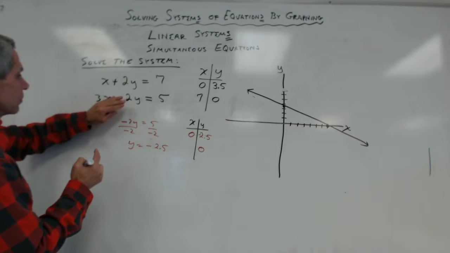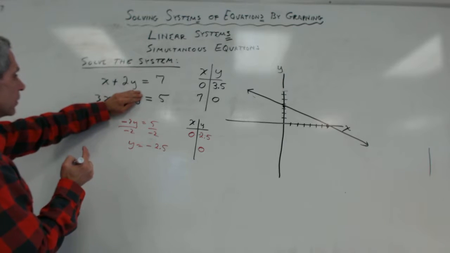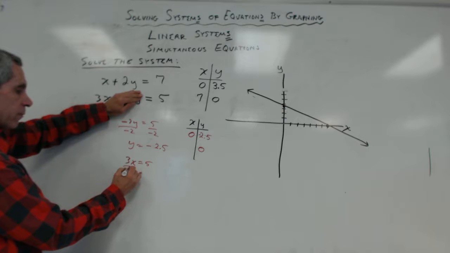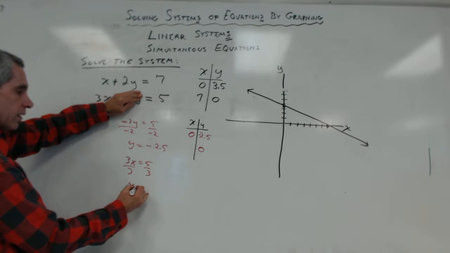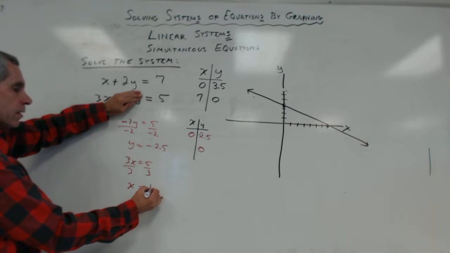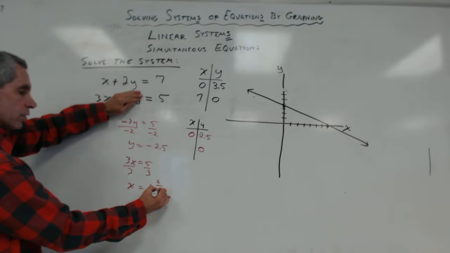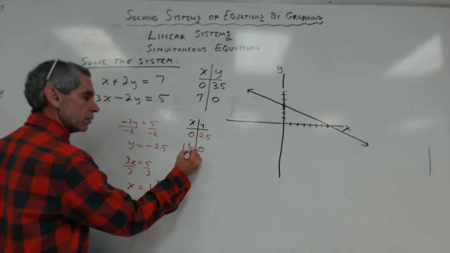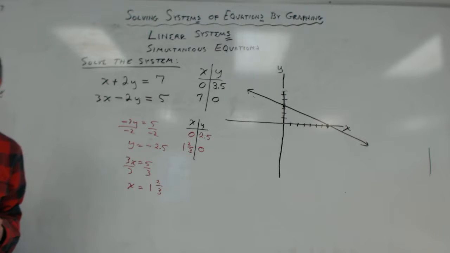When y is 0, 3x equals 5. 3x equals 5, divide by 3. X is equal to 1 2/3. This one's hard. This one's a harder one to graph, right? Don't you agree with me? This one's going to be kind of hard.